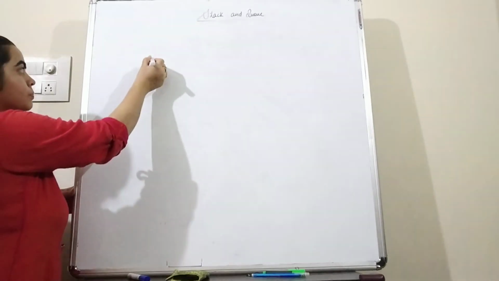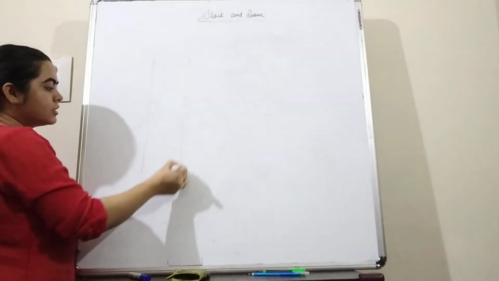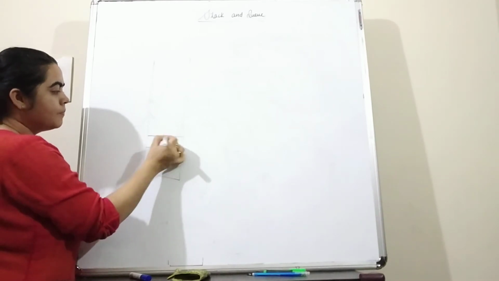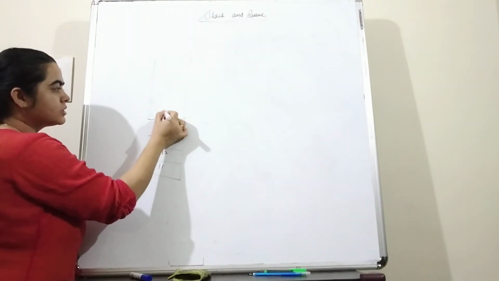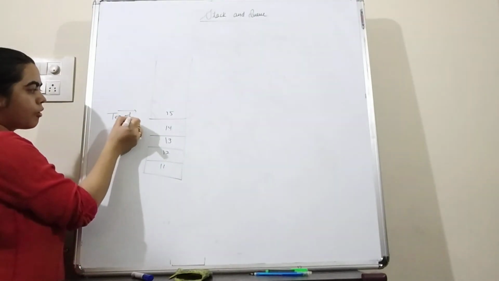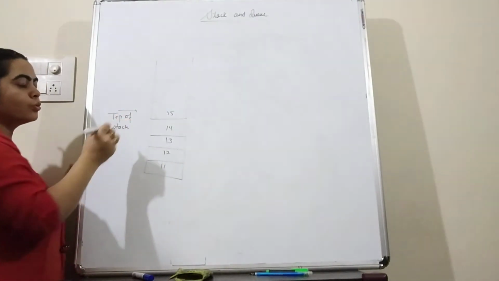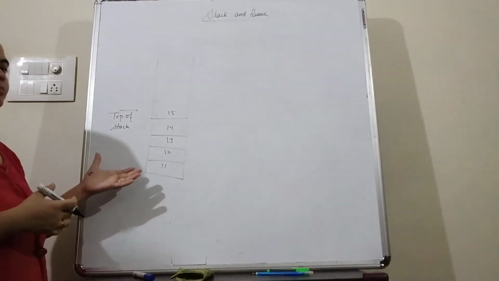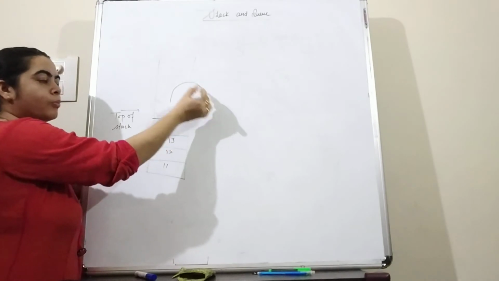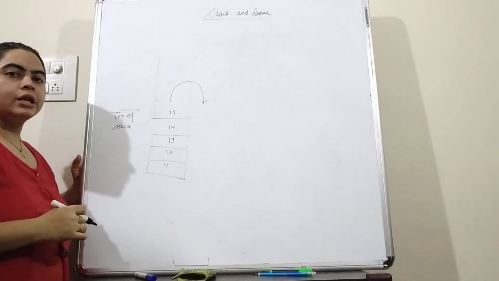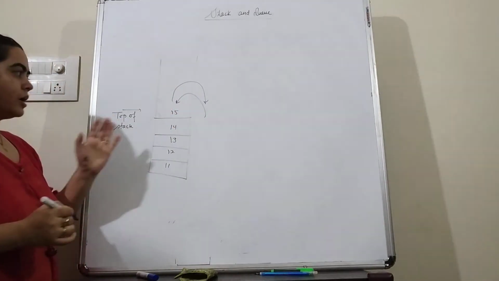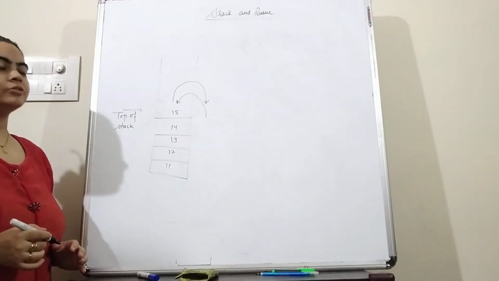Suppose this is the stack, and in the stack we have the elements 11, 12, 13, 14 and 15. So in this stack we have 5 elements, and this is the top of the stack. If we want to delete any element from the stack, we can delete it from the top only, and if we want to insert any element into the stack, again we can insert the element from the top of the stack.